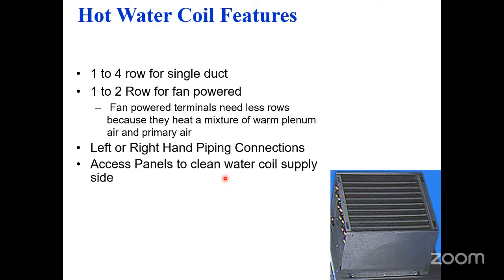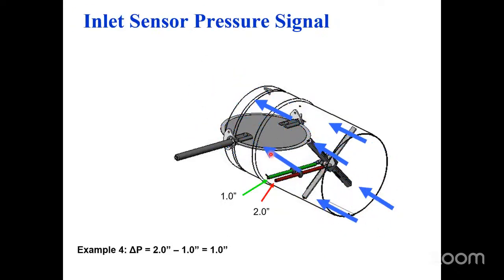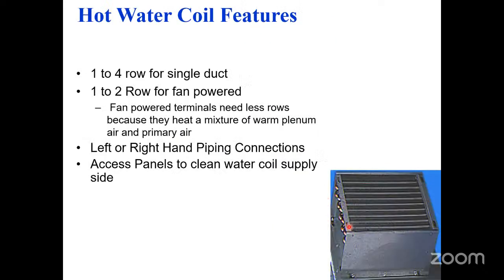When you're ordering these, not only do you have to tell them how much heat you need, but you have to tell them if you want left or right hand connections. And sadly, you tell on the VAV box if you want left or right hand connections, meaning what side I want my actuator to be on. And that does not have to be the same side the water is on. Usually it should be the same side.